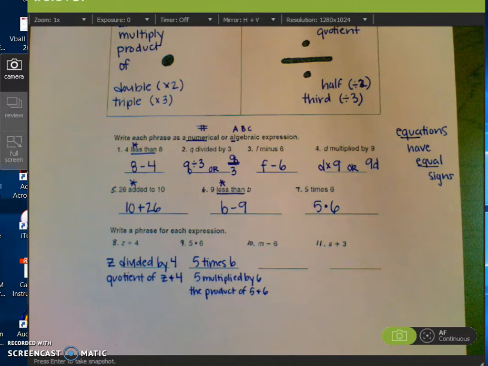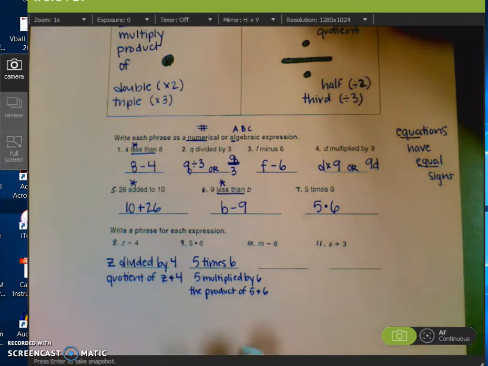So at this point, I would challenge you to write maybe at least 2 phrases of your own for 10 and 11, see how you do, and then come back and check after you've paused. Okay, so my goal for you was to have 2 for each of these. Let's see how you did.